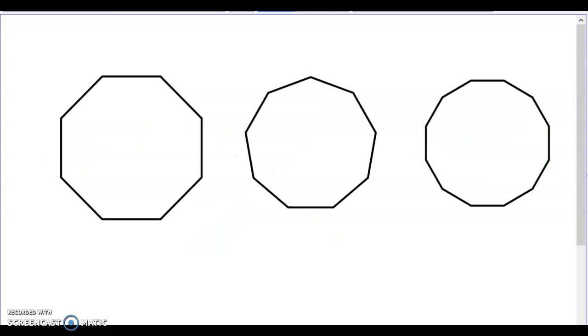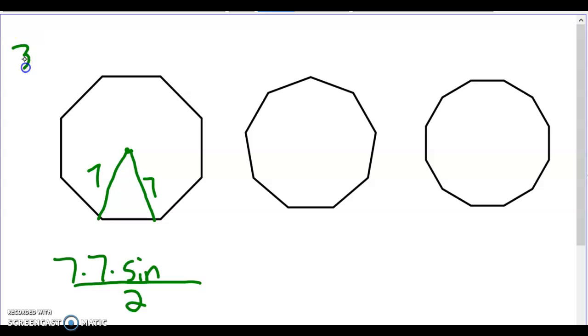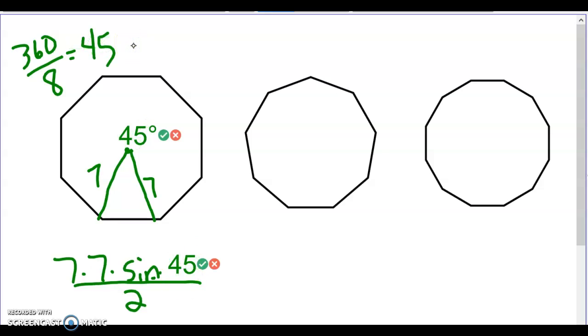On this one, we have an octagon. If I know the radius is, I don't know, 7, then this radius would be 7. So it would be 7 times sine. Now to find the angle between those 7s, we'd do 360 divided by 8, since this was an octagon. So that central angle is going to be 45 degrees. Where most kids make their mistake is they stop once they type this in. Remember, that's only that one triangle. So we need to times it by 8 to get all 8 of those triangles to fill up the whole octagon.